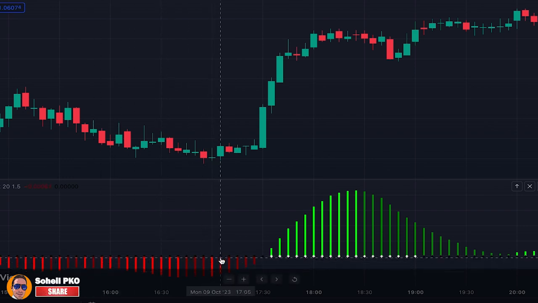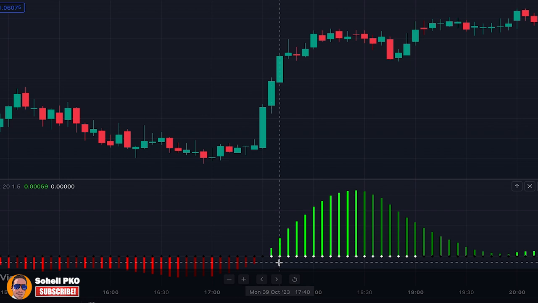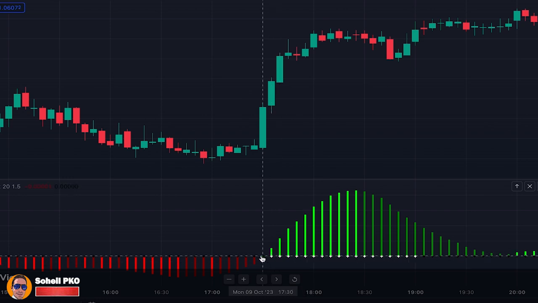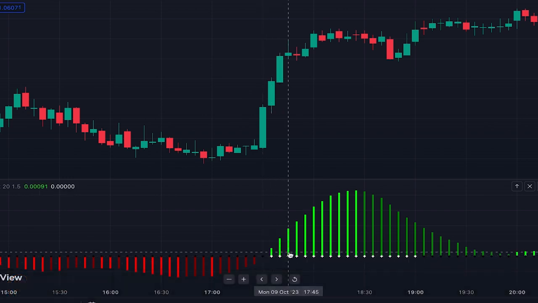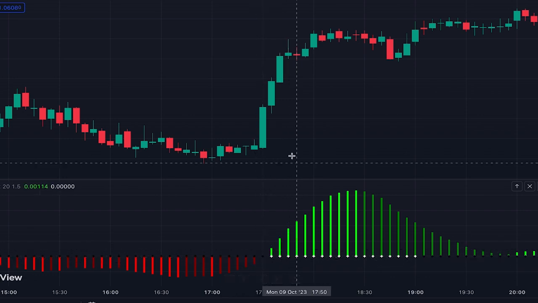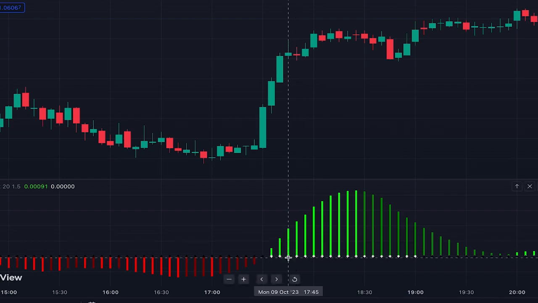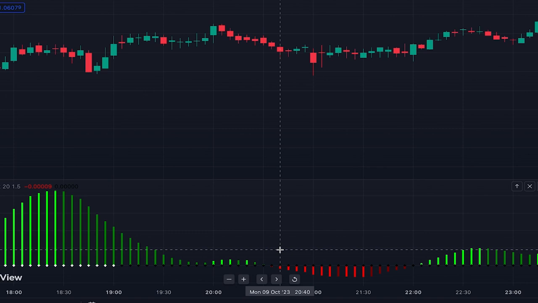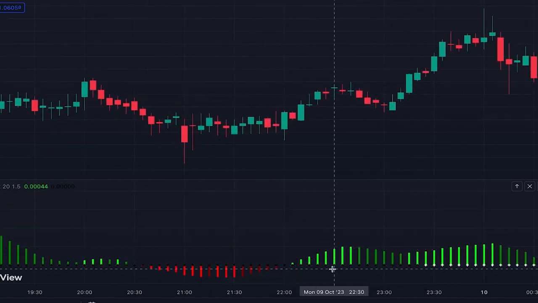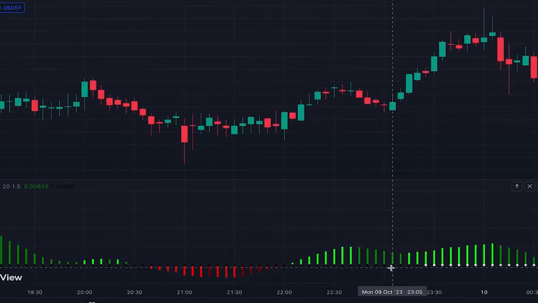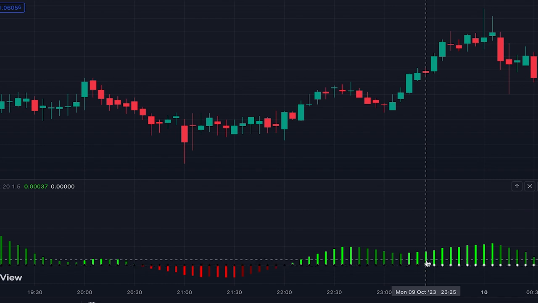John Carter suggested entering a position when you get the first white cross after a black cross, and the direction of the position should be based on the histogram. So for example, here this is a signal for opening a long position. By taking our trading decisions only based on this indicator, we can encounter many false signals. Like for example, here you can see that after a long period of black crosses, here we got the first white cross, the histogram is green, so we would enter a long position here.